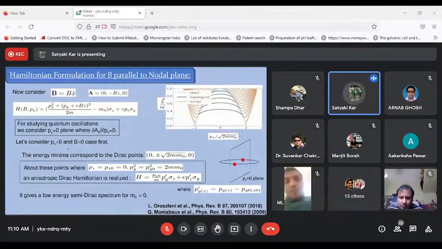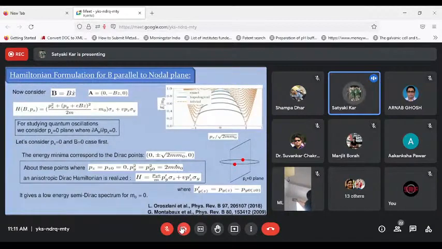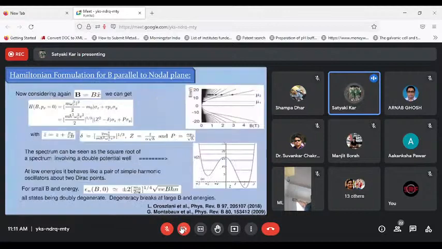So we put Kx or Px equals 0 in this problem, and then see that the Hamiltonian, first of all for B equals 0, has some energy minima at these 2 points. Those are Dirac points because of the linear crossing of the conduction and valence band. About those 2 points, the Hamiltonian is like an anisotropic Dirac Hamiltonian that you can find in a section like this. Then if you plug in the magnetic field, you get an expression for the Hamiltonian with magnetic field like that.